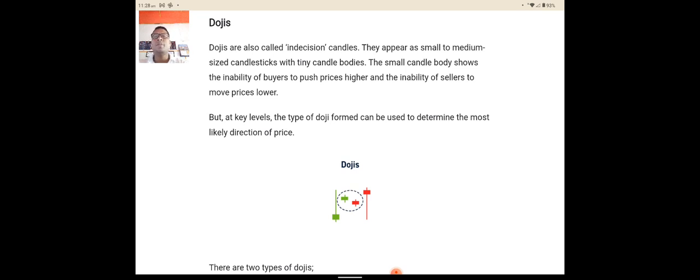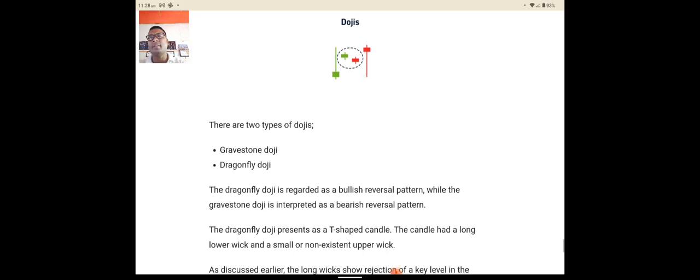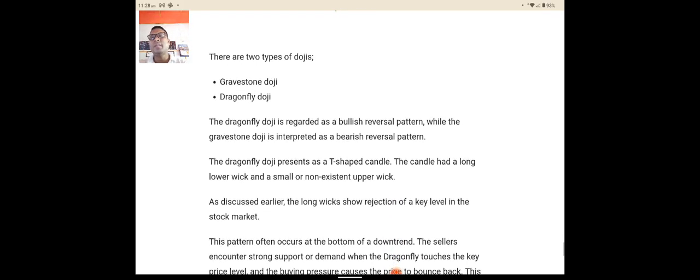They appear as small to medium sized candlesticks with tiny candle bodies. The small candle body shows the inability of buyers to push price higher and the inability of sellers to move price lower. But at key levels, the type of doji formed can be used to determine the most likely direction of price. There are two types of dojis.